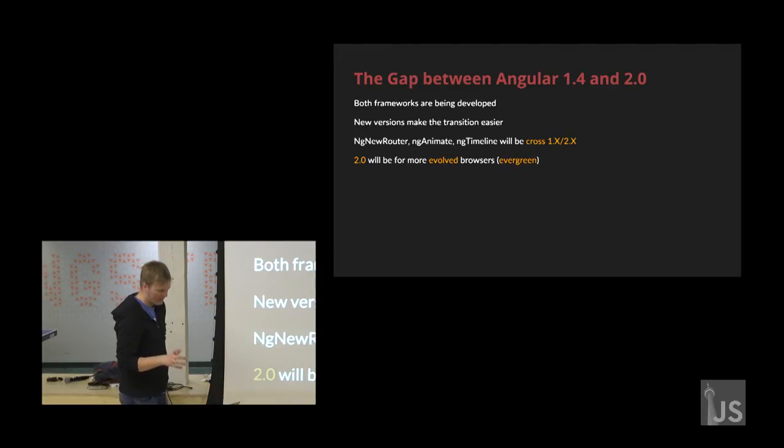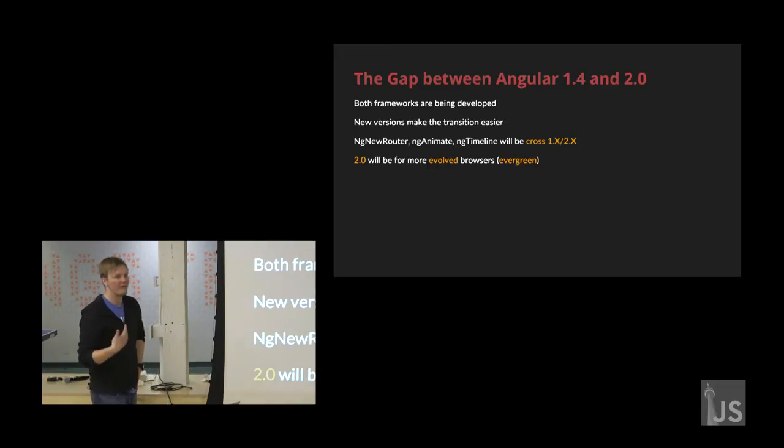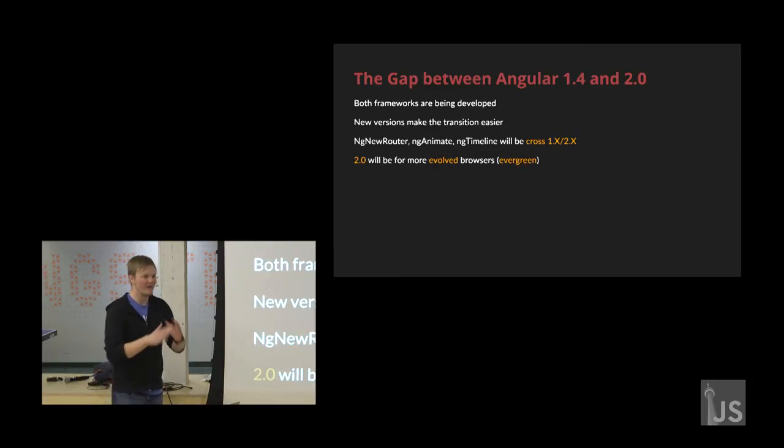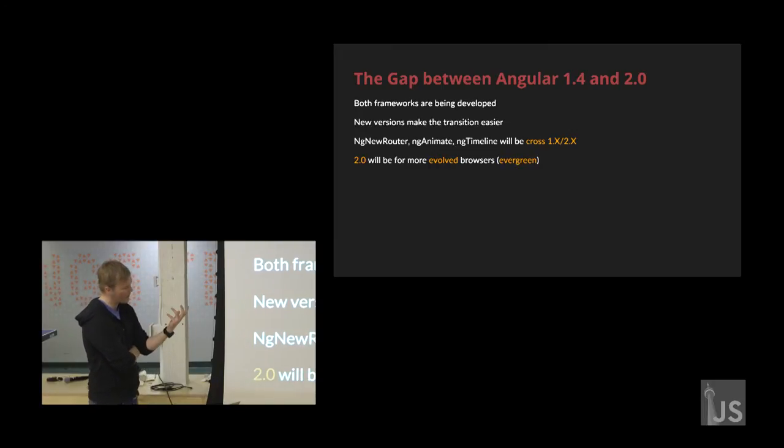And the main thing with 2.0 is that it's going to use evergreen browsers, which are browsers that update themselves automatically when new versions come out. So if you think about an evergreen tree, it just grows and grows and grows. And I think that the latest version of IE is evergreen. And another thing is that there are all these other features in Angular, such as animate and router. They're being developed right now to support both 1.x and 2.x.